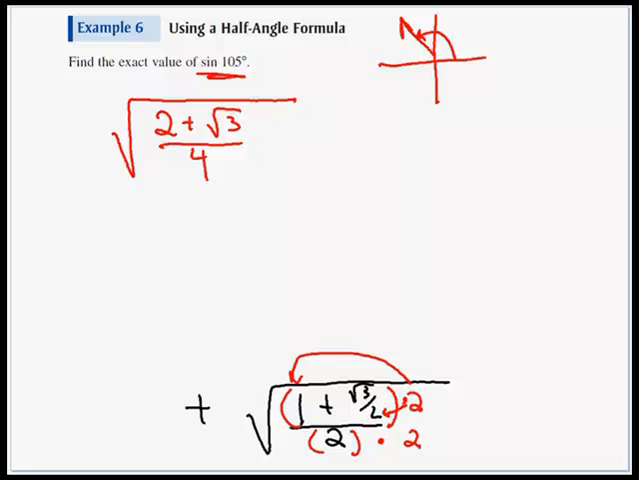Now remember, one of the properties of radicals is, in a fraction, we could just do the radical of the numerator and the radical of the denominator. So we're going to have our numerator as 2 plus the root of 3 over the square root of 4, which is 2. Now look at that. We have a root within a root. We have 2 plus the square root of 3 all under the radical, all divided by 2.